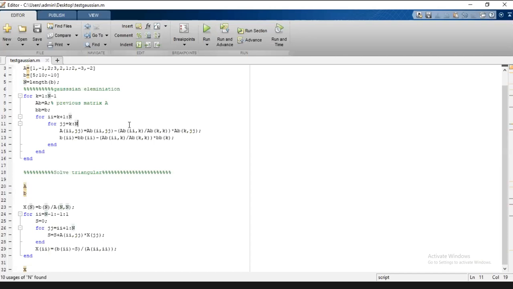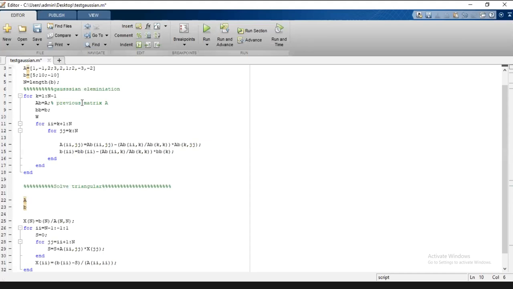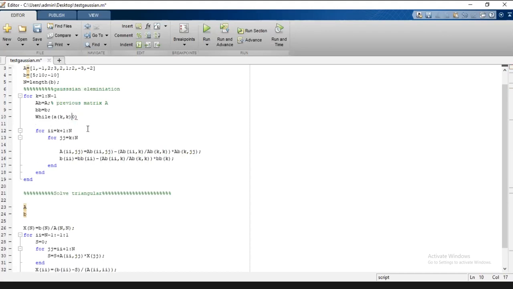Okay, here in the program, you put a while loop, right? So here, while A_kk is different than 0, here you put your while loop. This, I think. Yeah.